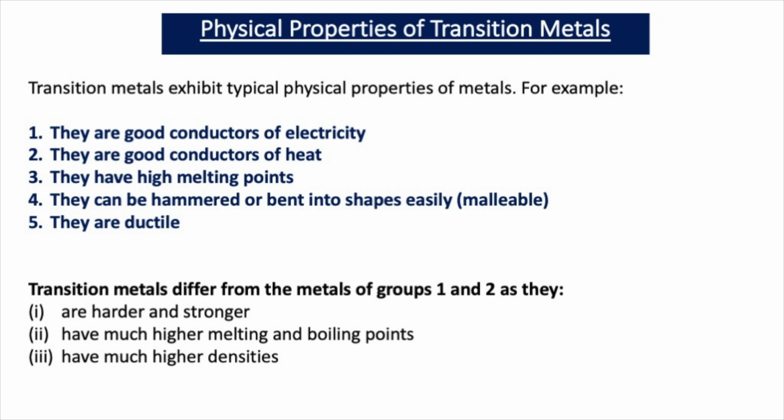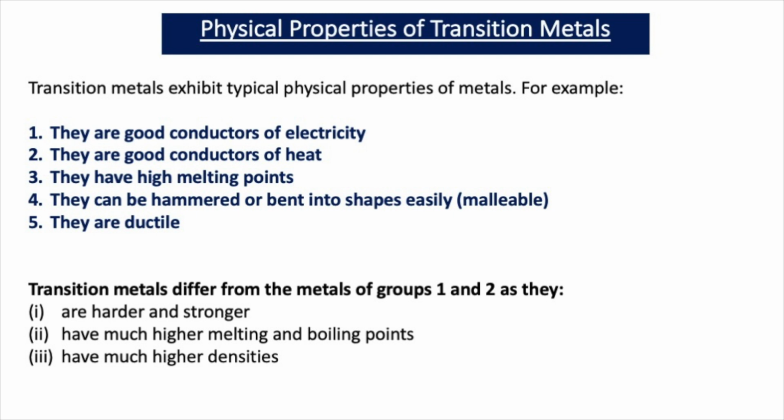Now, transition metals differ from the metals of groups 1 and 2 as they're harder and stronger, they have much higher melting and boiling points, and they have much higher densities. And the reason for this is because the metallic bonding in transition metals is a lot stronger than the metallic bonding in groups 1 and 2.